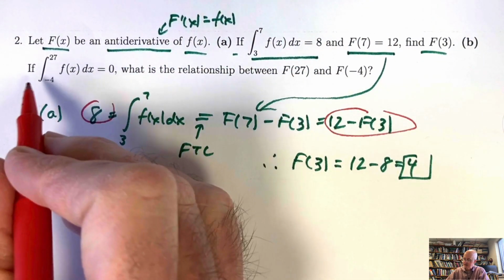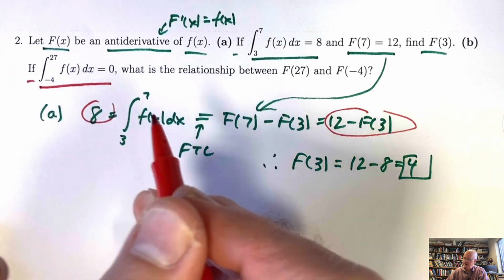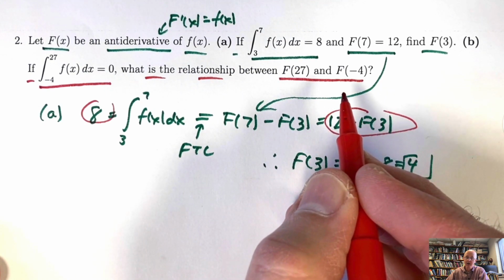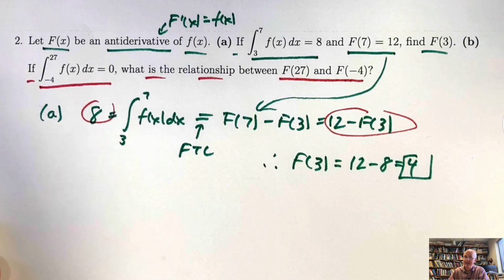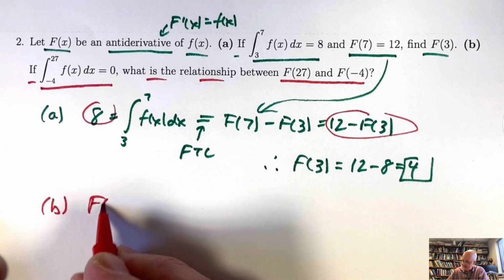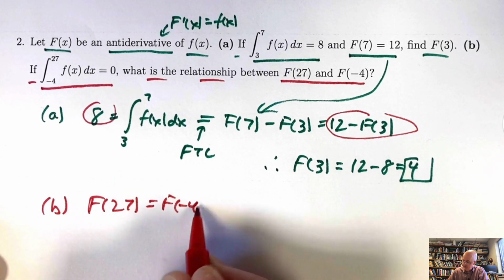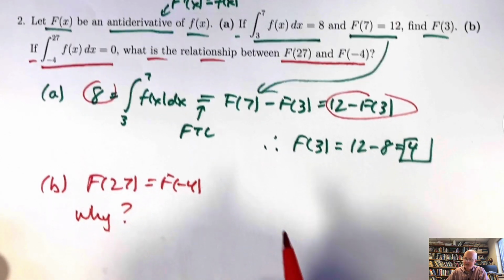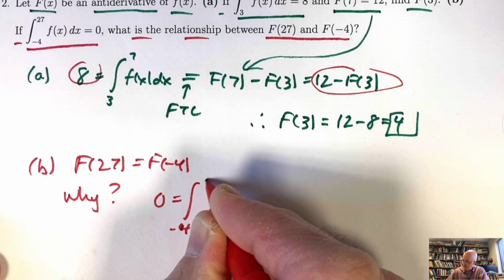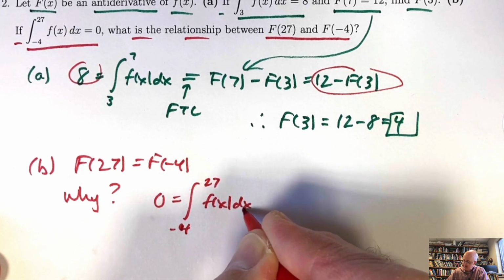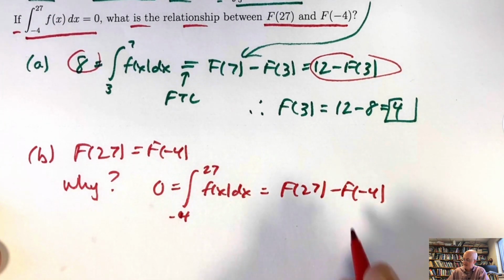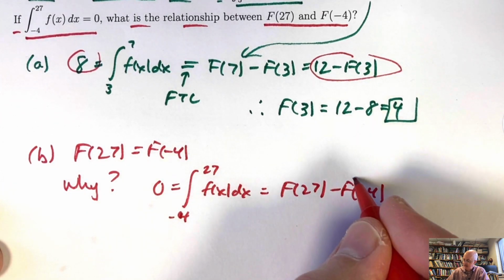Part B, assume that the integral of little f of x from negative 4 to 27 is 0. What is the relationship between capital F of 27 and capital F of negative 4? I hope you can figure it out without even writing anything down. They have to be equal. Why? They are equal. F of 27 equals F of negative 4. Why? Because by the fundamental theorem of calculus, 0, which is the value of the integral from negative 4 to 27 of little f of x dx, is capital F of 27 minus capital F of negative 4. Just add capital F of negative 4 to both sides of this equation, and you get this.